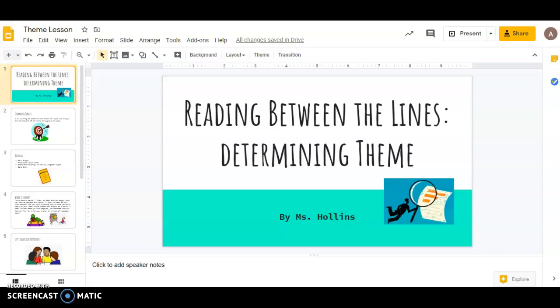And I've titled it Reading Between the Lines, Determining Theme, because sometimes theme can be directly in our faces and the author is telling us what the theme is. But most of the time we have to read between the lines and we have to figure out what they're trying to teach us and what the theme is.